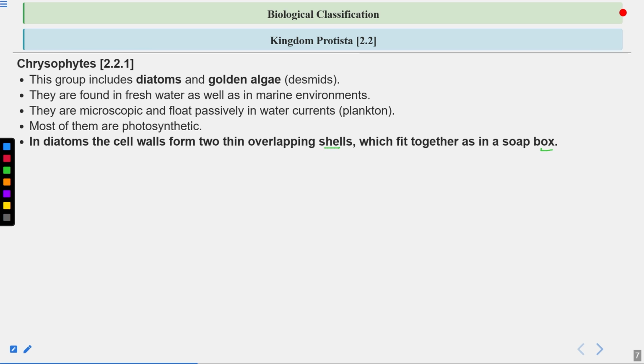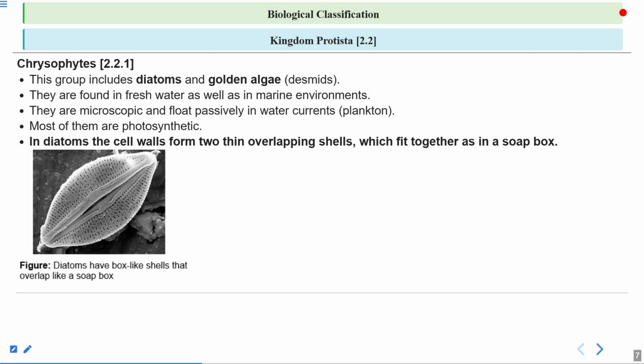Now, the cell wall of the diatoms fits together as in a soap box. So what does this mean? They are two halves and they overlap with each other in such a way that they fit together like a soap box. Here you can see the image of the diatom. They have box-like shells that overlap like a soap box.